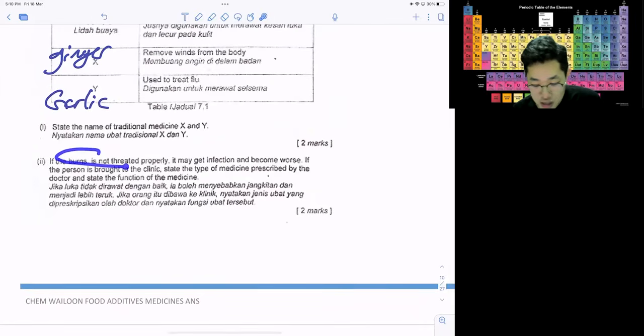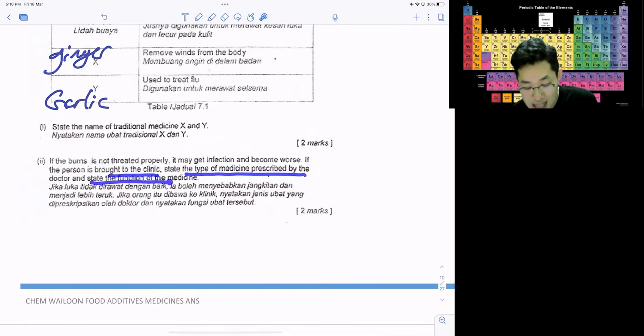If the burn is not treated properly, it may get infection and become worse. If the person is brought to clinic, state the type of medicine prescribed by the doctor and state the function of the medicine.